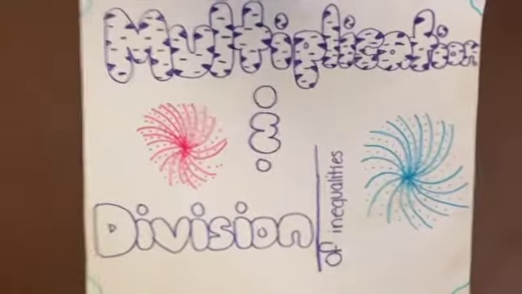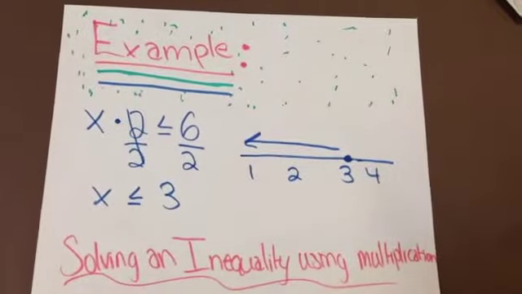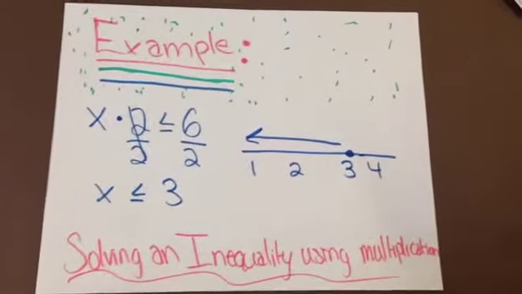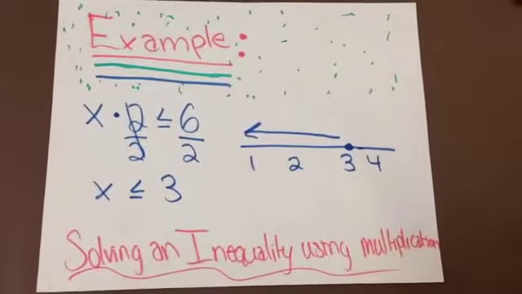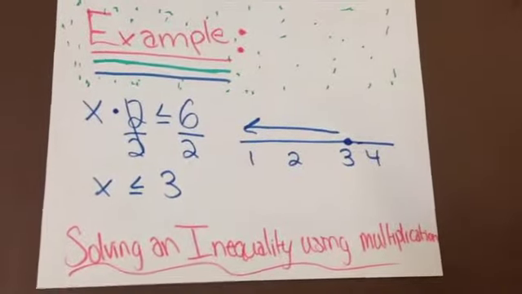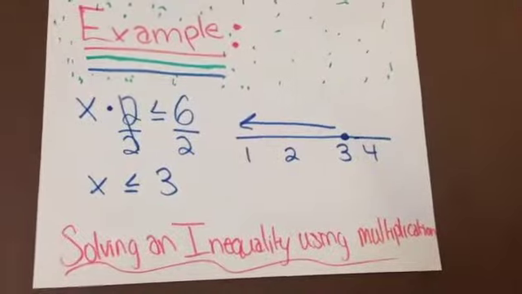Multiplication and division of inequalities. Example, x times 2 is less than or equal to 6. To undo the equation, you use the inverse operation and graph the equation.